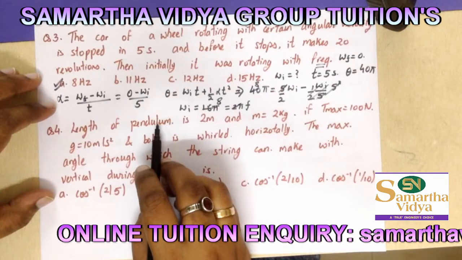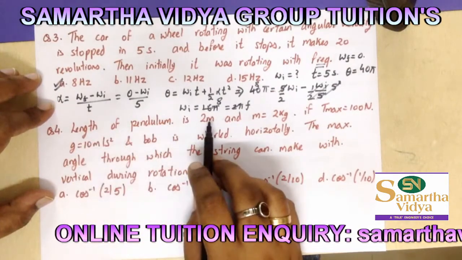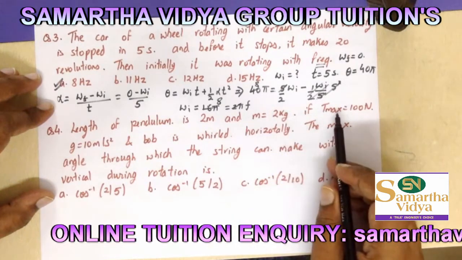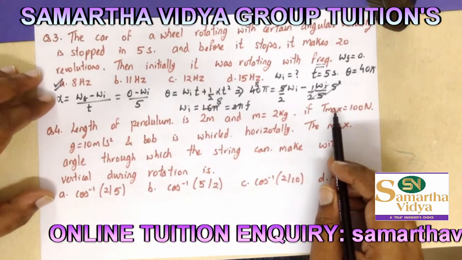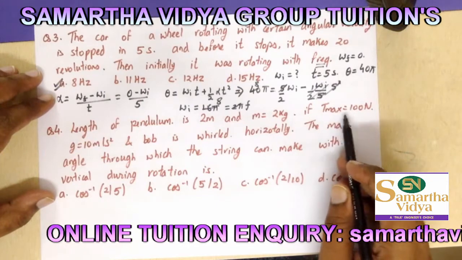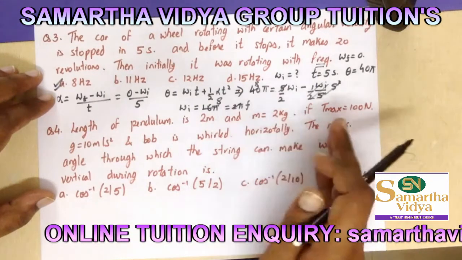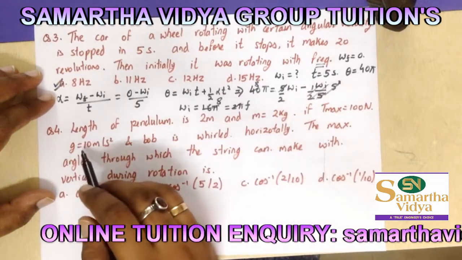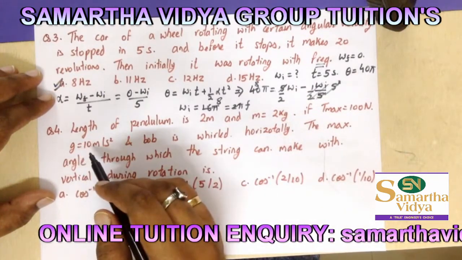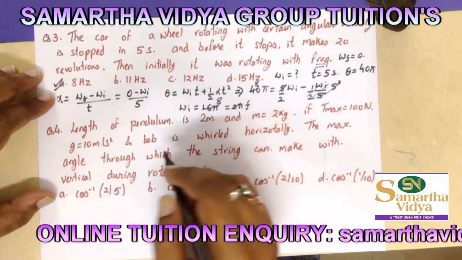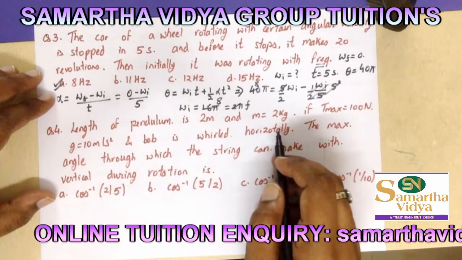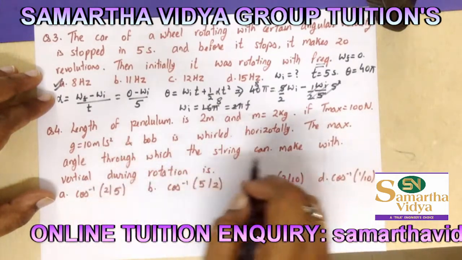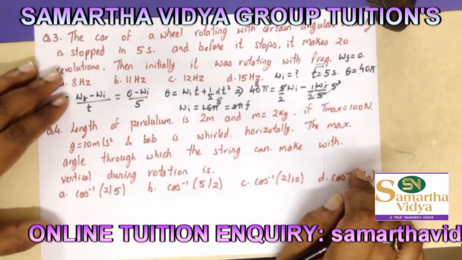Moving to the fourth question, we have been given the length of the pendulum, which is 2 meters, and the mass, which is 2 kgs. It is telling that the string basically can sustain a maximum tension of 100 newtons, beyond which the string will break. They have given me g, the gravitational acceleration, which is 10 meter per second squared, and the bob is whirled horizontally, so it's basically moving in a horizontal direction, and we need the maximum angle the string will be making with the vertical.